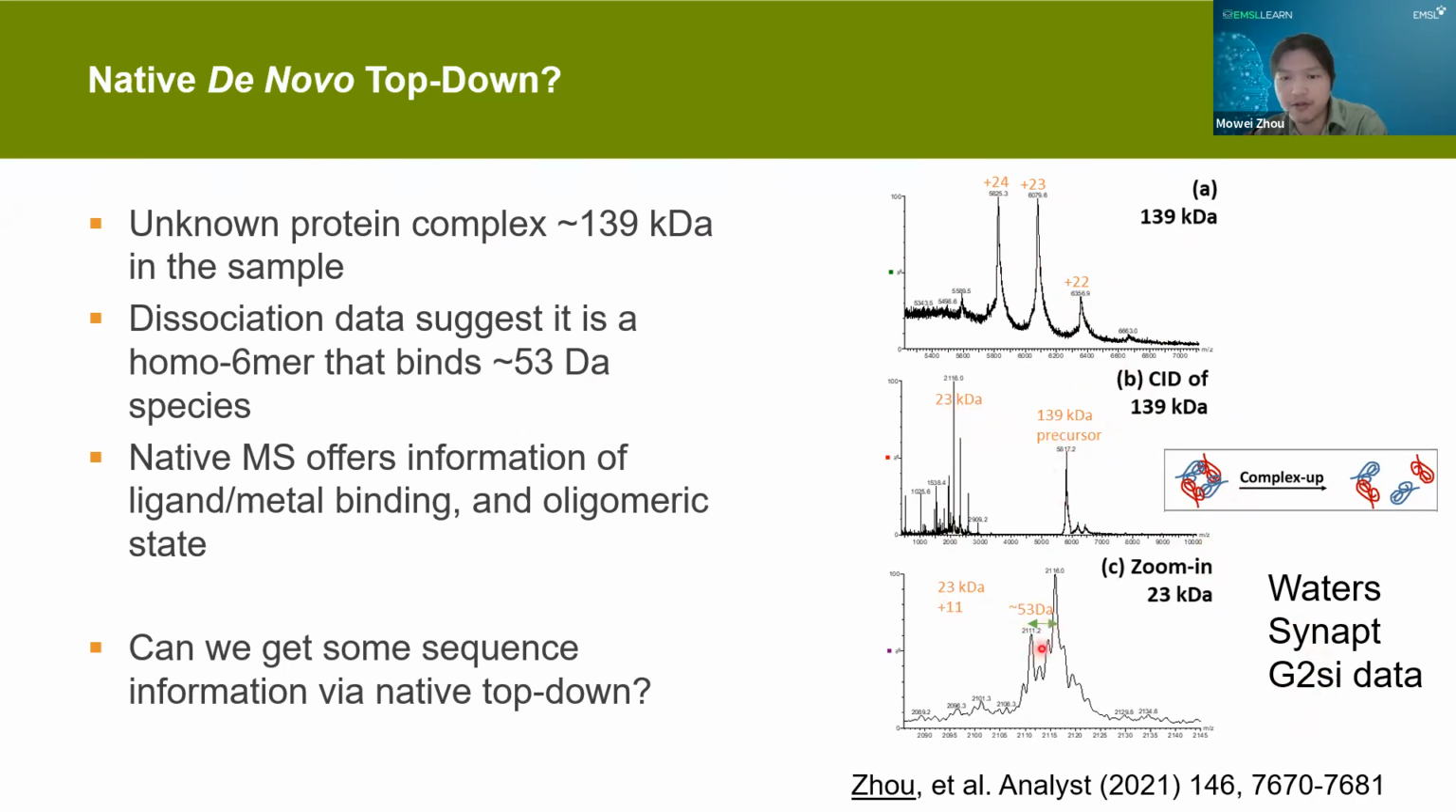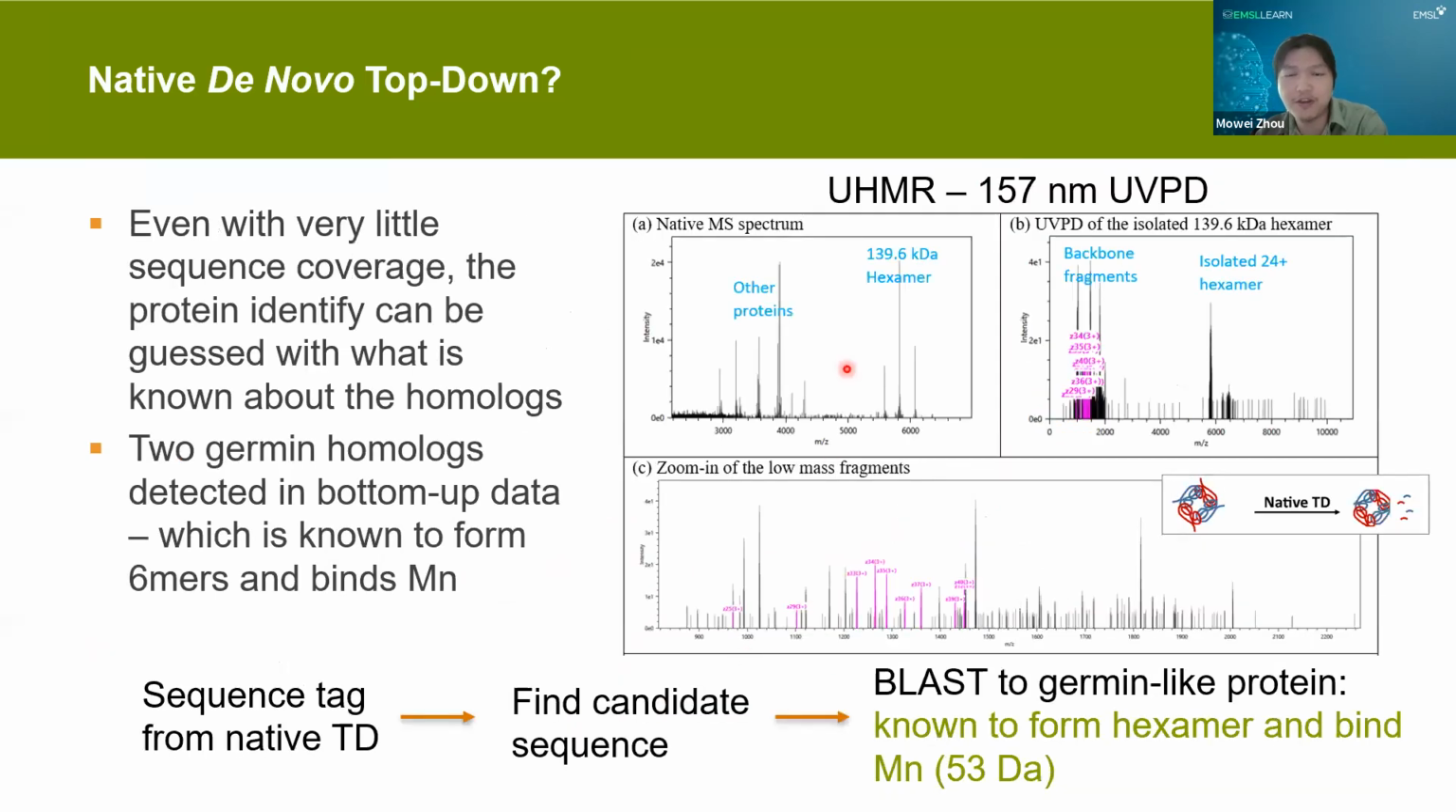And then the monomer also binds something that looks like a 53 dalton mass shift. It's likely a non-covalent binding based on some other information. So this experiment tells us the stoichiometry of the complex and the potential binding of some ligand or maybe metal. And can we actually do native top-down to figure out what this is without having too much other information?